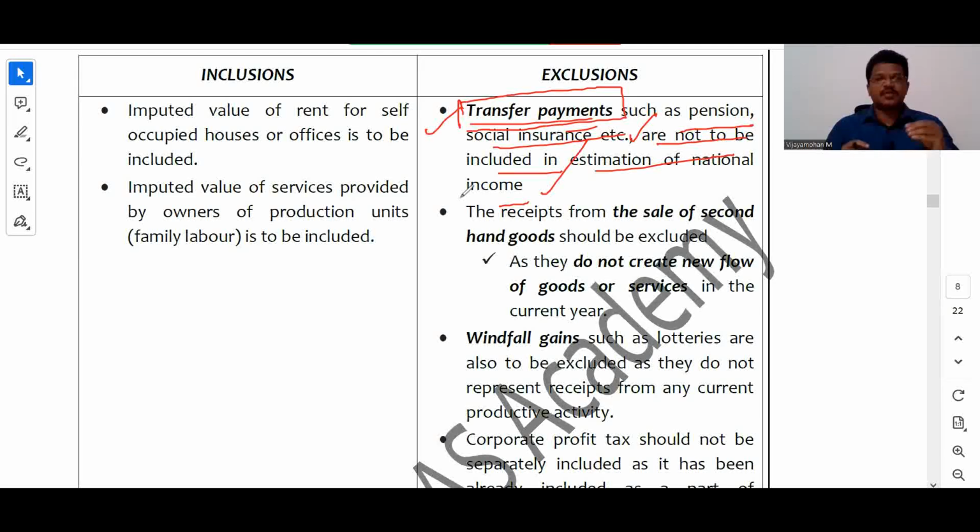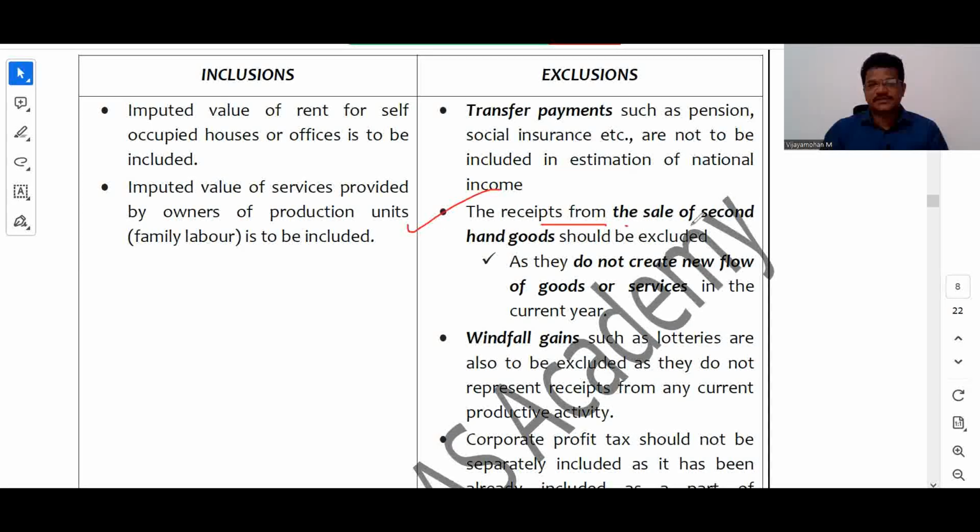They are simply supporting, like subsidies or scholarships given by the government to support some sectors or people of different categories, right? So we should not include transfer payments. Next, the receipts from the sale of second hand goods should be excluded. So sale of second hand goods receipts also we should not include, as they do not create new flow of goods and services in the country in the current year.